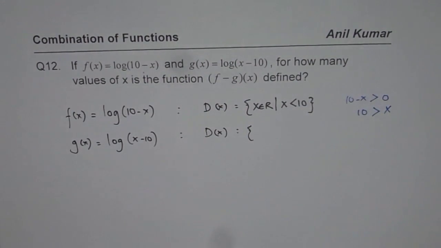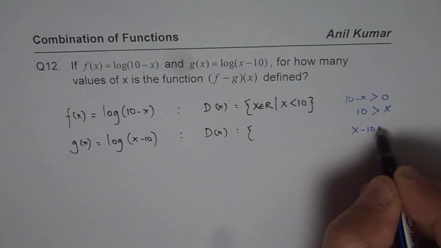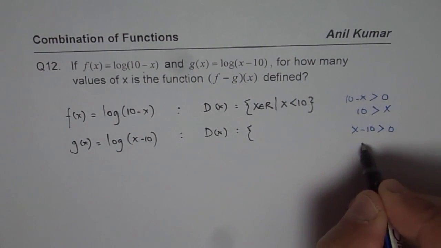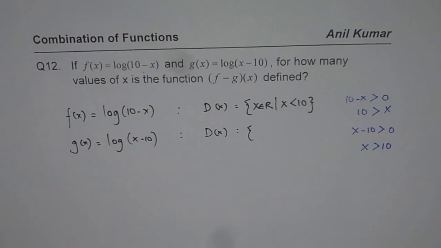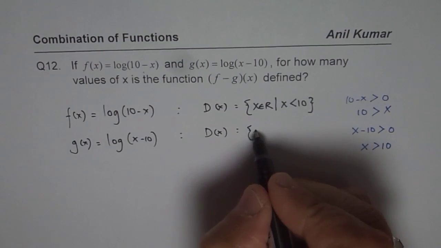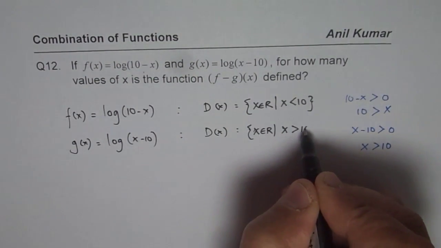In the second function, we have x minus 10 as the argument, so x minus 10 should be greater than 0. That means x should be greater than 10. So in the second case, the domain is x belongs to real numbers where x is greater than 10.